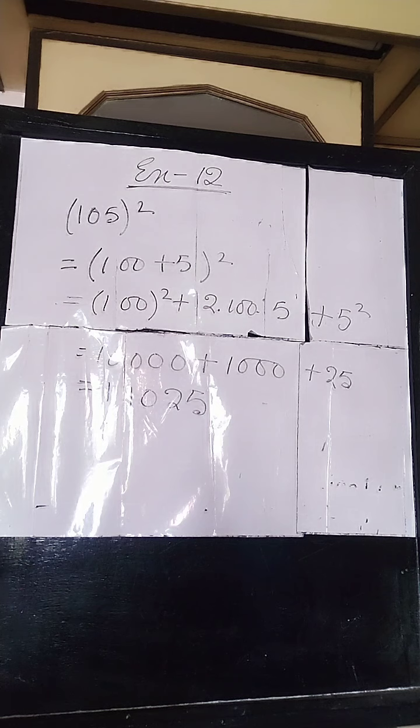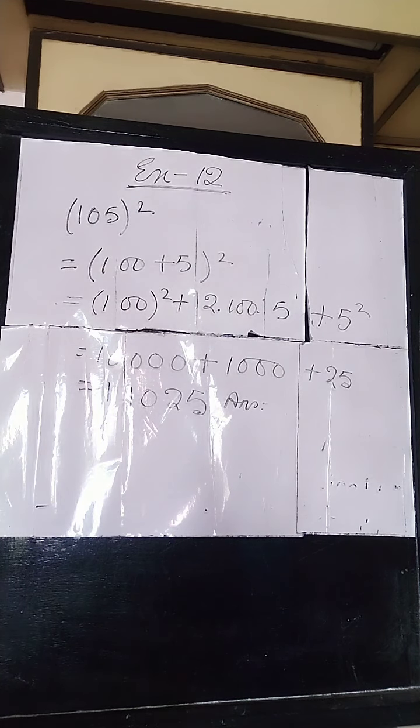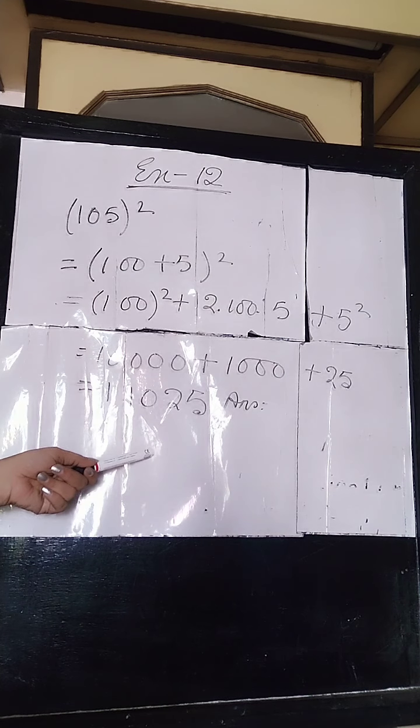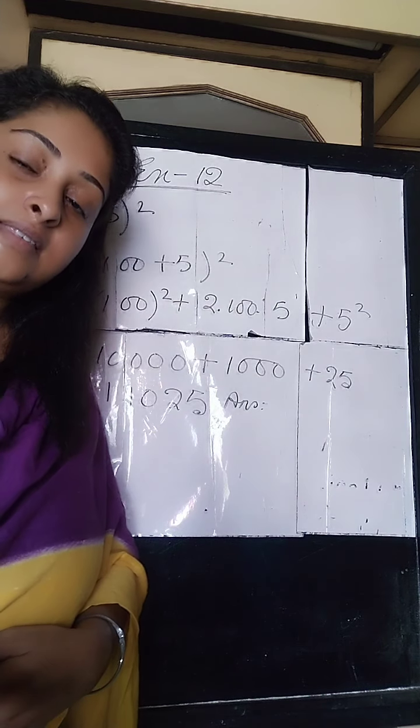This is the answer. See, without doing multiplication, only by applying the formula of (a plus b) whole square, how we have solved the sum. In this way, you have to go on solving each and every sum given in numerical by applying the formula. I hope whatever I have explained in today's class, you have understood.